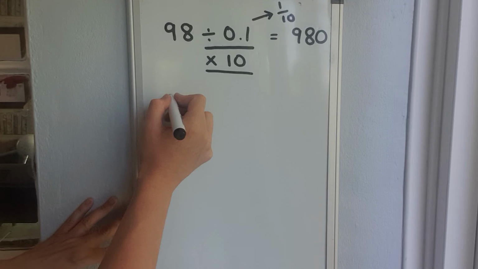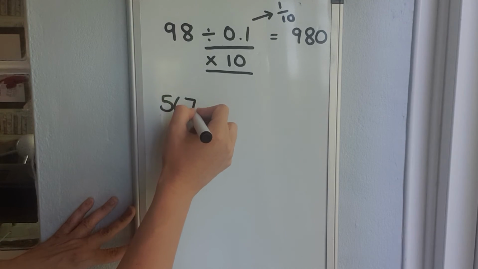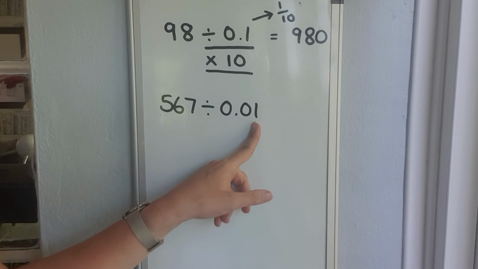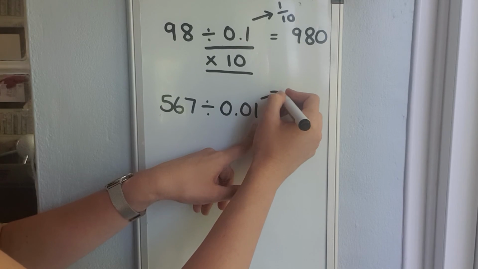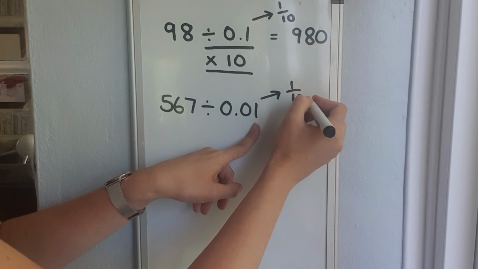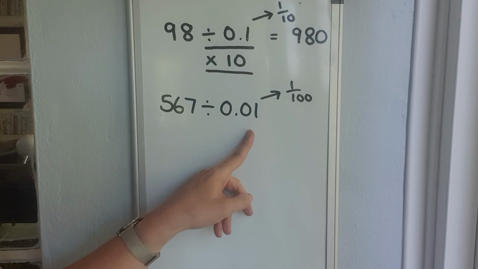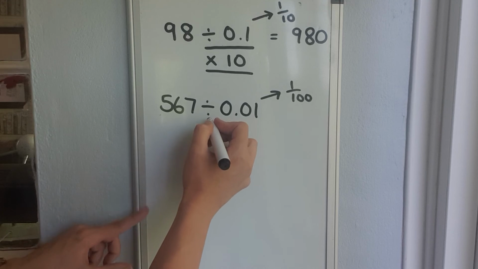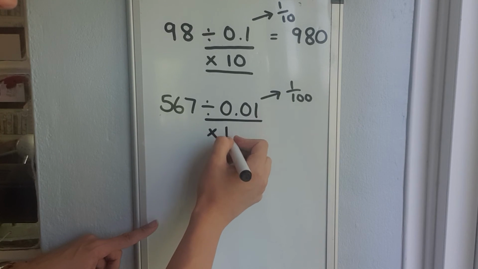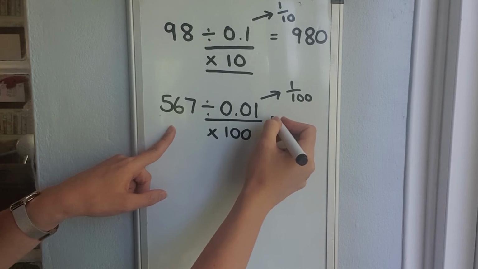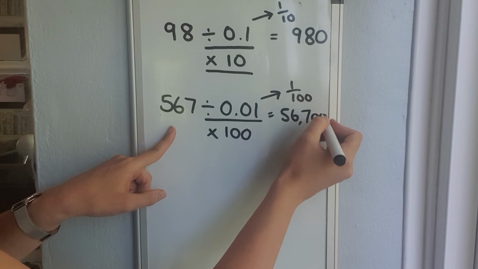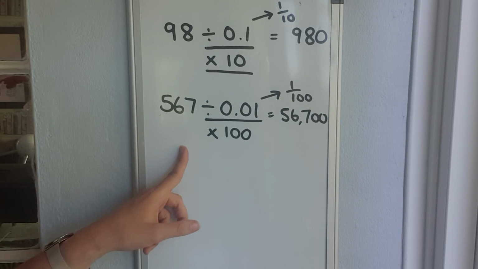Another example, 567 divided by 0.01. That one there is worth a 100th. So dividing by 0.01 is the same as multiplying by 100. So this becomes times 100. So this answer would be 56,700, which again is pretty strange, but it's part of learning this particular topic.